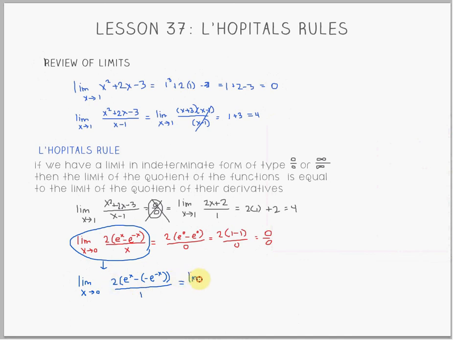So we have the limit as x approaches 0 of 2 times e to the x plus e to the negative x all over 1. So then when we plug in that 0, we get 2 times 1 plus 1 all over 1, which gives us 4. Okay, that's just a coincidence that that one equals 4 as well. Okay, so the limit as x approaches 0 is 4.